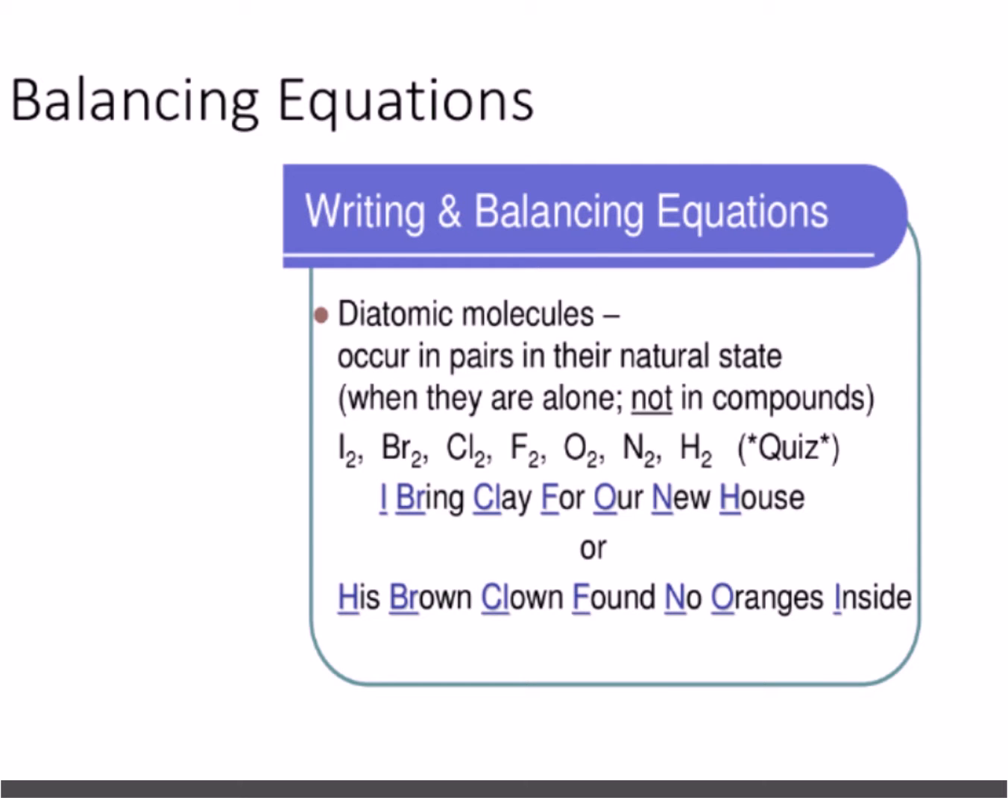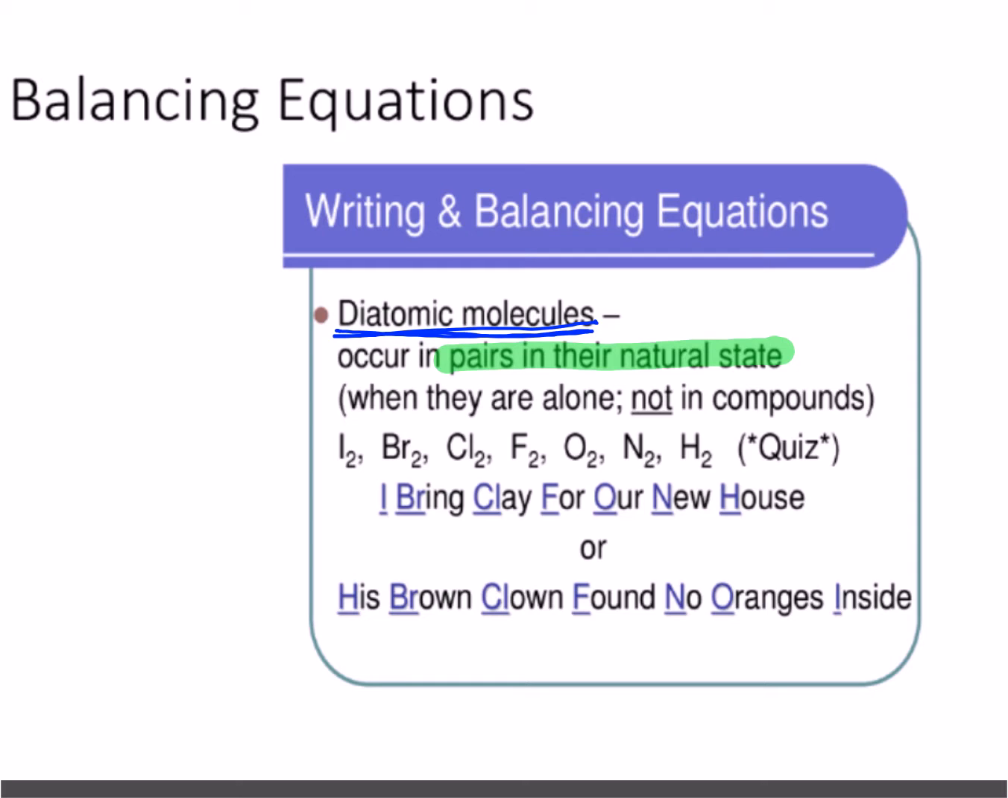Alright, so as we balance equations, guys, there are 7 elements, 7 molecules we have to memorize and remember. Because they exist as what are called diatomic molecules. What does di mean? 2. So they exist in pairs. They occur in pairs in their natural state. So they are iodine, bromine, chlorine, fluorine, oxygen, nitrogen, and hydrogen. You may see those on your quiz within other examples.